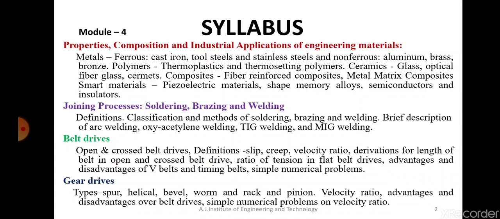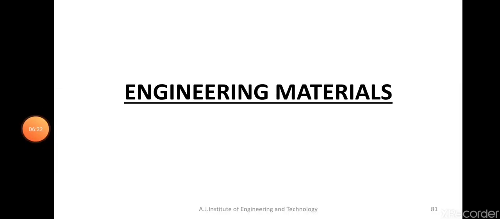So to begin with, we will start with the first part, that is properties, compositions and industrial applications of engineering materials. So what do you mean by engineering materials? Engineering materials are the ones which are commonly used for various engineering applications. The materials will have a particular set of properties which can be used for specific engineering applications.